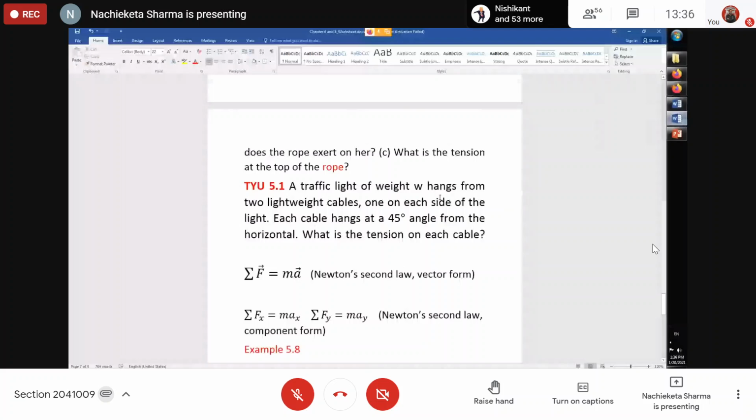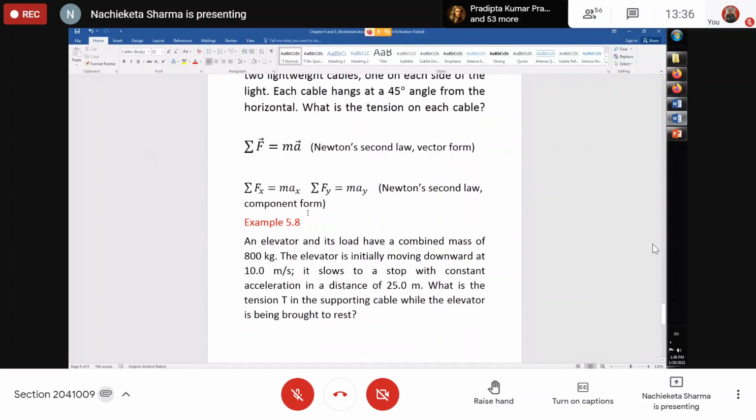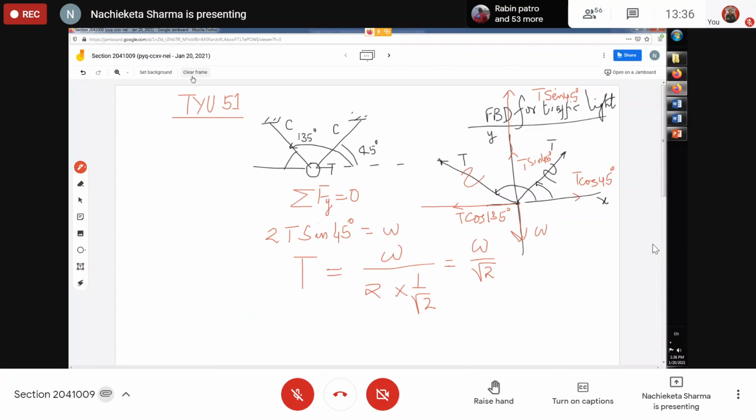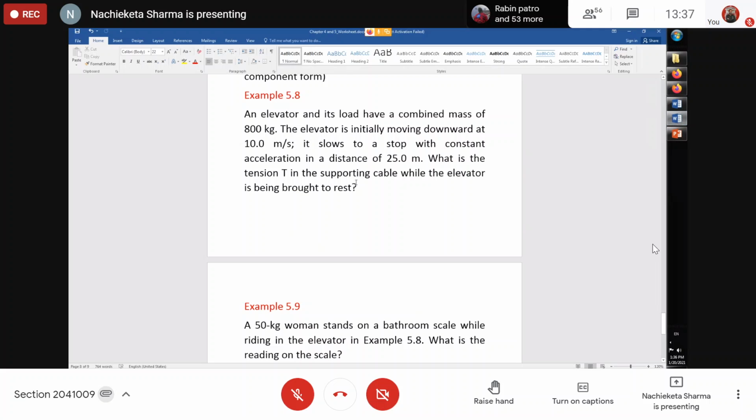Application of a force, then what will happen? In that case we will apply Newton's second law. This is the vector form and this is the component form. Sum of all Fx is equal to max. If it is not 0, then it must be the product of two things, mass and acceleration. That is Newton's second law of motion. Then immediately we will go to another problem, example 5.8. So let me clear the frame, and in the meantime let me read out the problem.